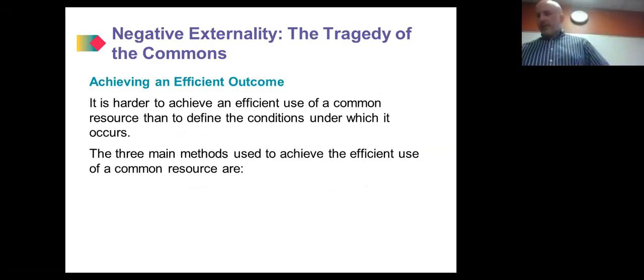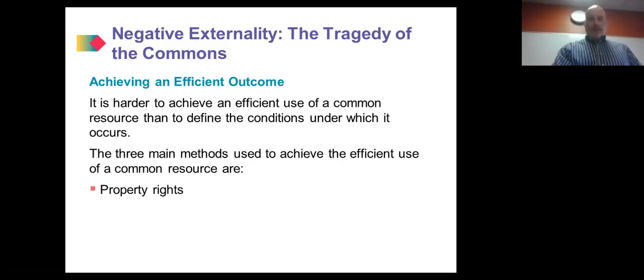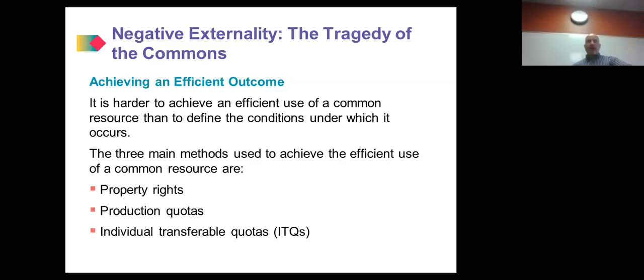Let's wrap this up. It is harder to achieve an efficient outcome in the use of a common resource than to define the conditions in which it can occur. So you are right, Brian. We are not going to work toward that efficiency unless we are given an incentive, and it's going to be up to someone or some power to set that condition. The three main methods used to achieve the efficient use of a common resource are property rights, production quotas, and individual transferable quotas, which we will abbreviate ITQs.